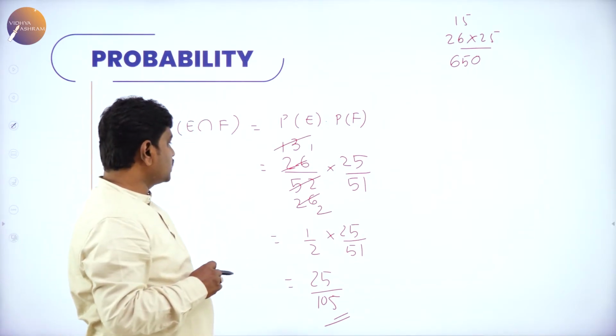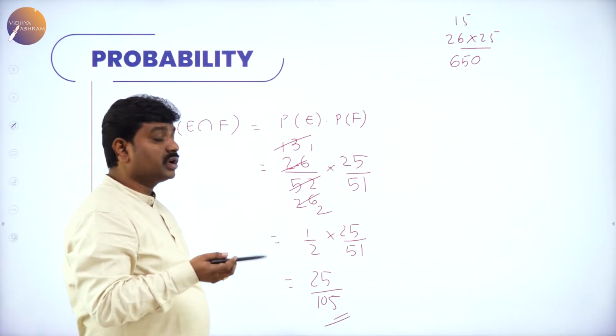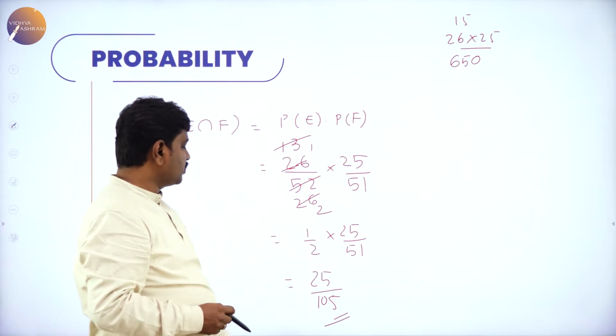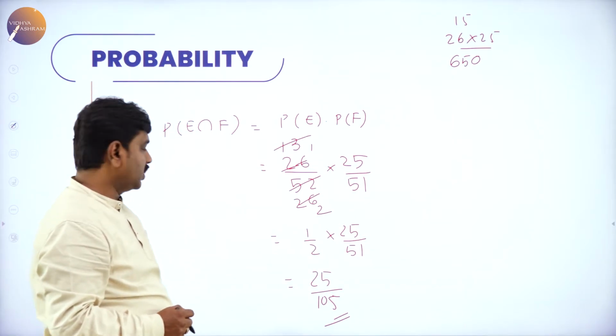Since they are independent, we can use this. Drawing the first black card is 26 by 52, that is 1 by 2. Drawing the second black card is 25 by 51, which is not divisible. So after you simplify, it will become 25 divided by 102.